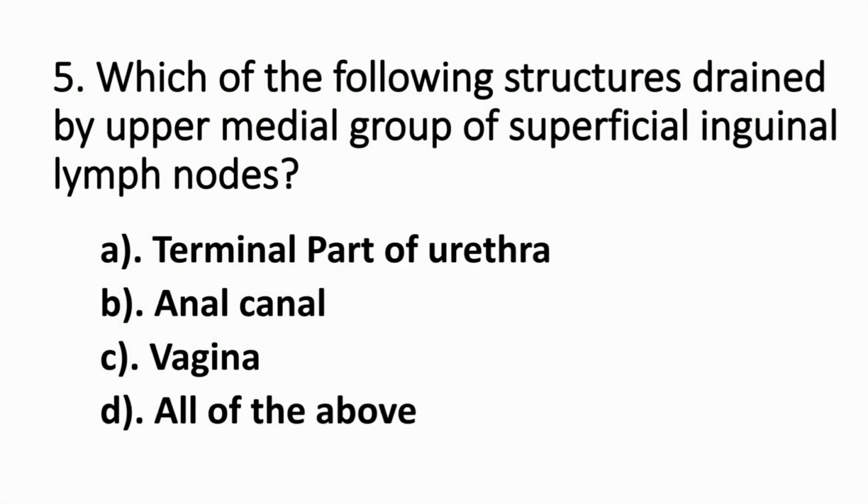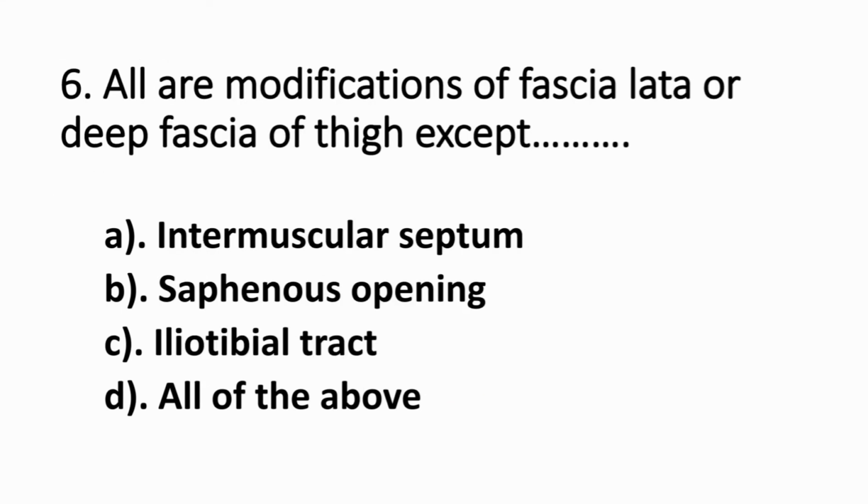Question number 5. Which of the following structures are drained by the upper medial group of superficial inguinal lymph nodes? Option A, terminal part of urethra; option B, anal canal; option C, vagina; option D, all of the above. The answer is option D, all of the above.